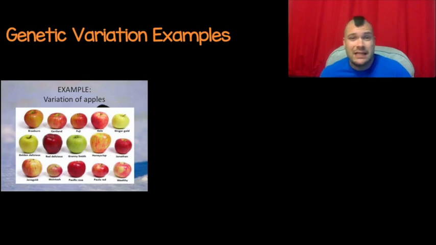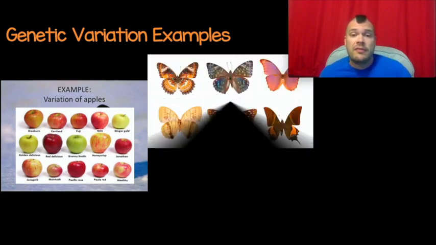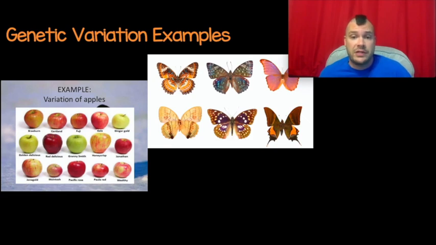They're all technically the fruit apple, but the variation makes them different types, maybe different flavors, different colors, different sizes. These butterflies have genetic variation as far as their coloring. So their coloring makes them stand out and makes them unique, even though they may be the same species.